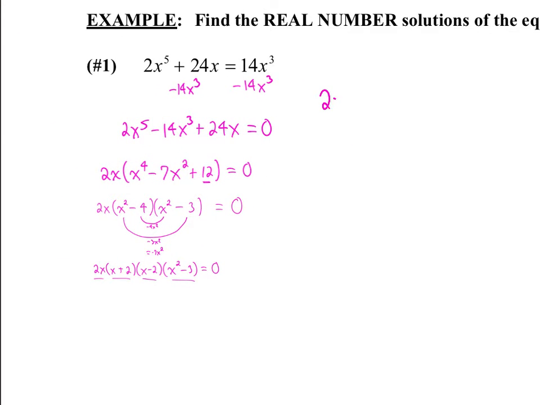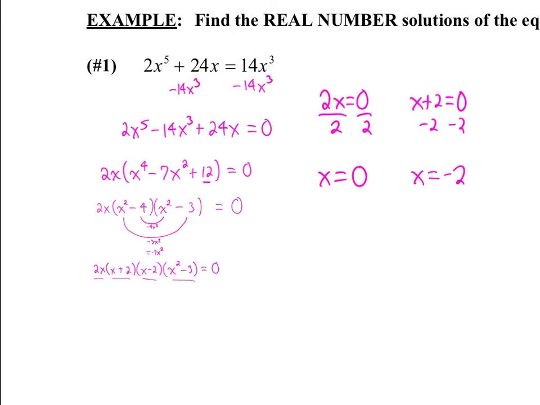So we're going to do first 2x equals 0. So how do I solve 2x equals 0? Well, I'm going to divide by 2. I get x equals 0 divided by 2, which is 0. So that's one of our answers. Now I need to do x plus 2 equals 0. Well, I can just subtract 2 from both sides to get x by itself. We get x equals negative 2.